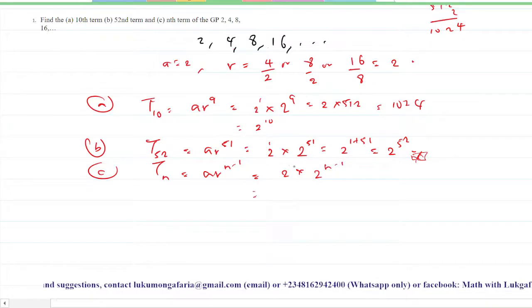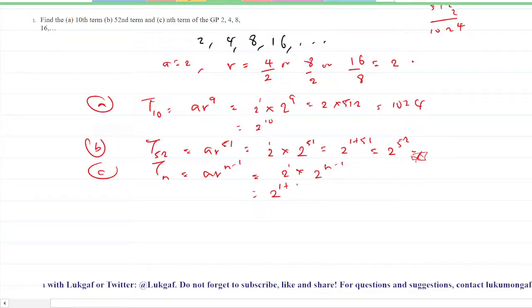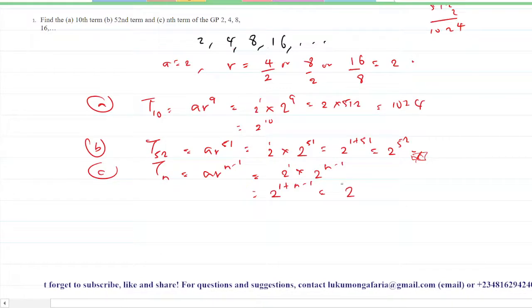If you simplify further, since this is 2 raised power 1, and from the laws of indices, when you have the same base and different index and you want to multiply, just take one of the base and add the index. So that's going to give you 1 plus n minus 1, and this is going to give you 2 raised power n, because 1 minus 1 will be 0. So 2 raised power n.